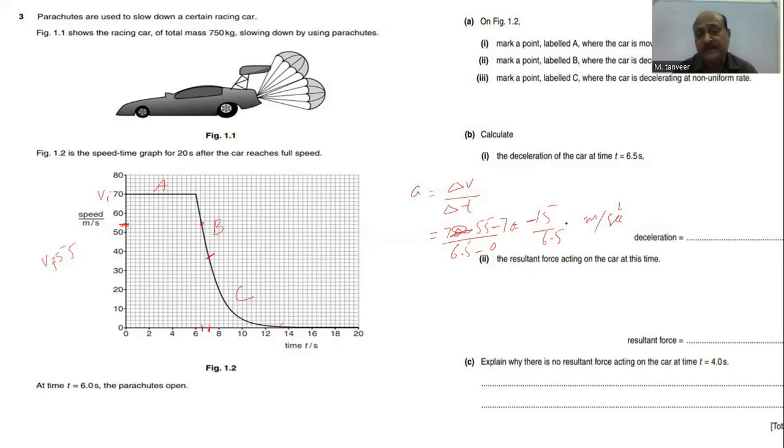The answer will be negative. Next: find the resultant force acting on the car at this time. Since mass is given, you will use the formula F equals ma. Mass is given as 750, and acceleration is minus 15 divided by 6.5. This will be your resultant force, which will be in Newtons. You will calculate it.